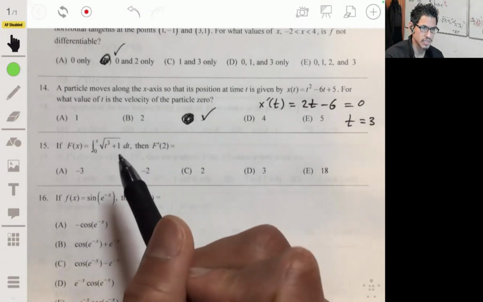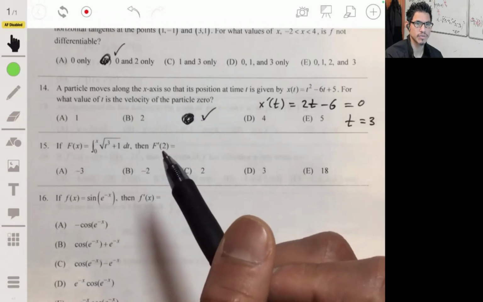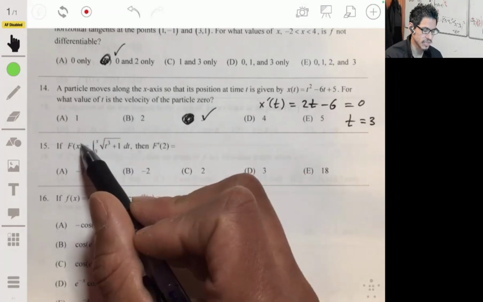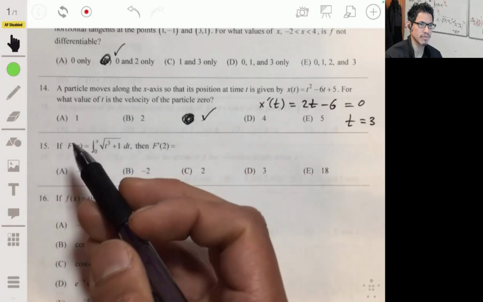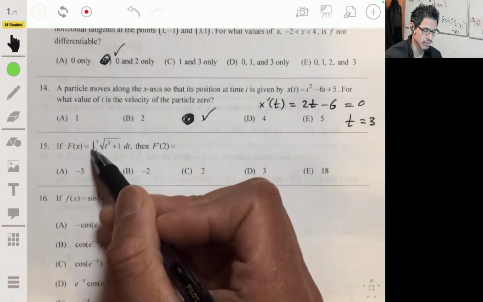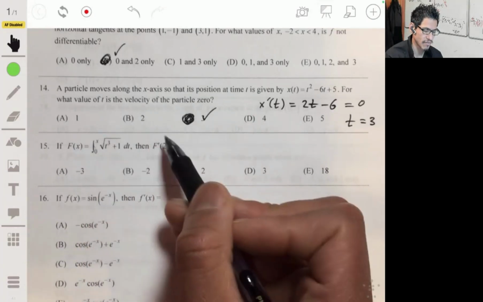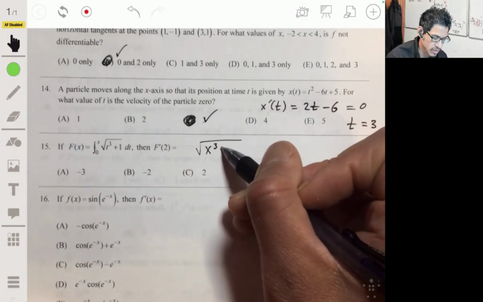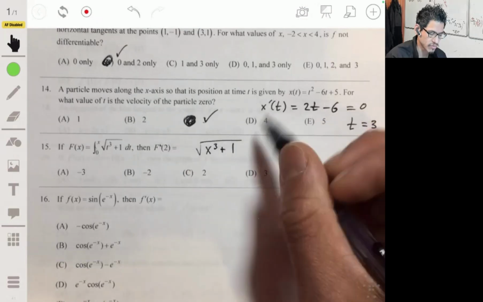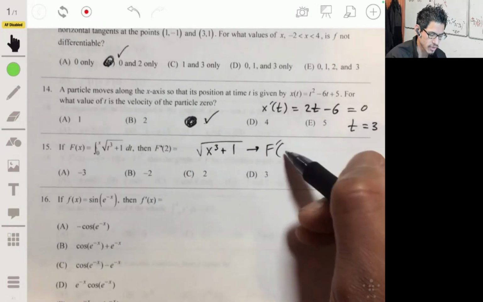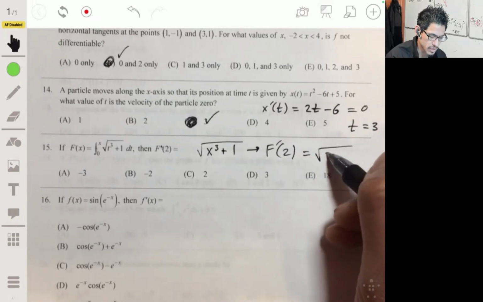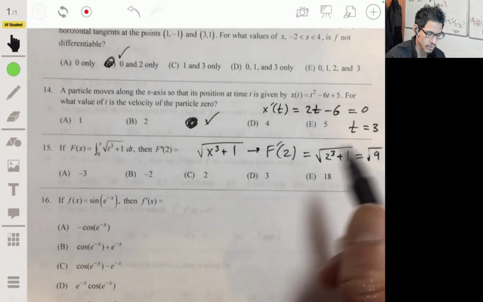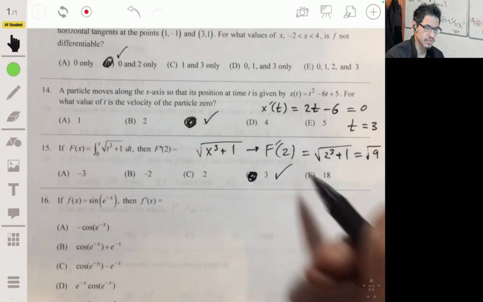Okay, so this is essentially using the fundamental theorem of calculus part 2, where we have to remember that if you take the derivative of an integral, you're just undoing the integral. So F prime of x would be this. Now, since we're taking F prime of 2, we just plug in 2 there, and we get the square root of 2 cubed plus 1, or the square root of 9, which will be 3. So the answer is D.